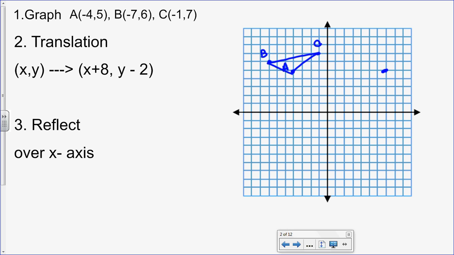Label it with a prime. Connect the dots. Okay. Once you've got them connected, now that's my A prime, B prime, and C prime. The next step is to reflect across the x-axis. So we're reflecting our image, not our pre-image. We're reflecting our translation.